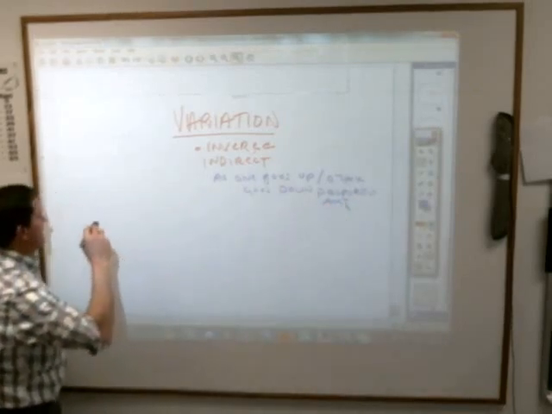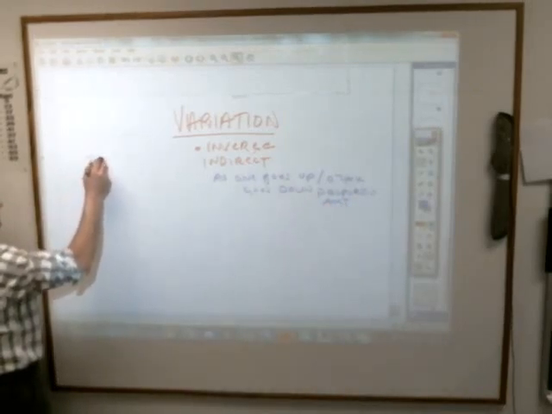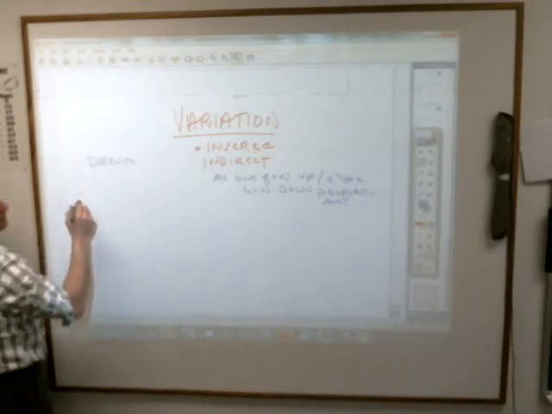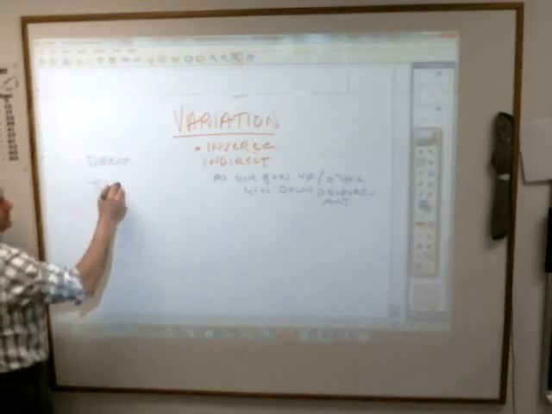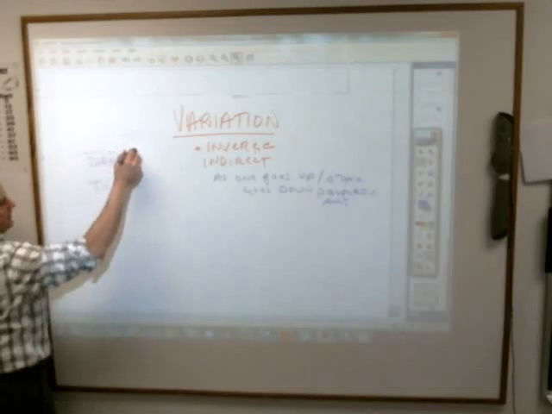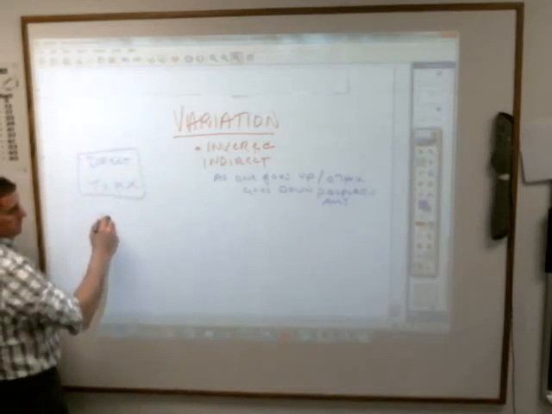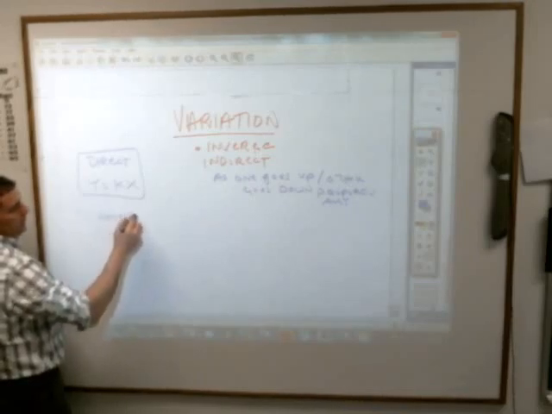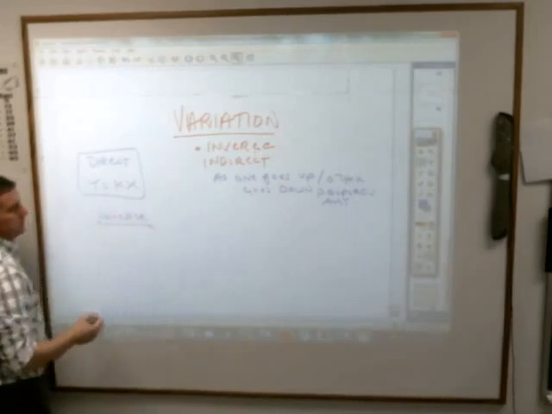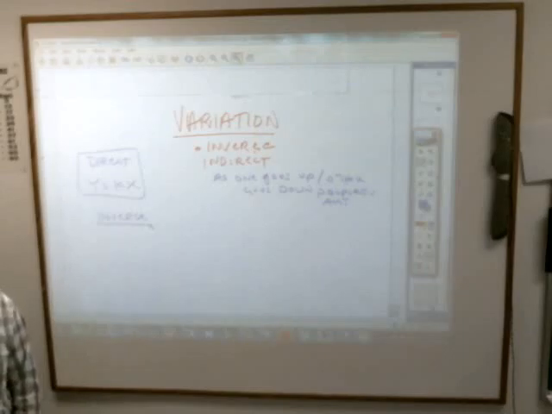Okay, and let me just review here. The equation we had for direct variation was y equals kx. Just put that in your mind. Because for inverse variation, there's two to know. One of them will be more useful than the other. The first one is y equals k over x.